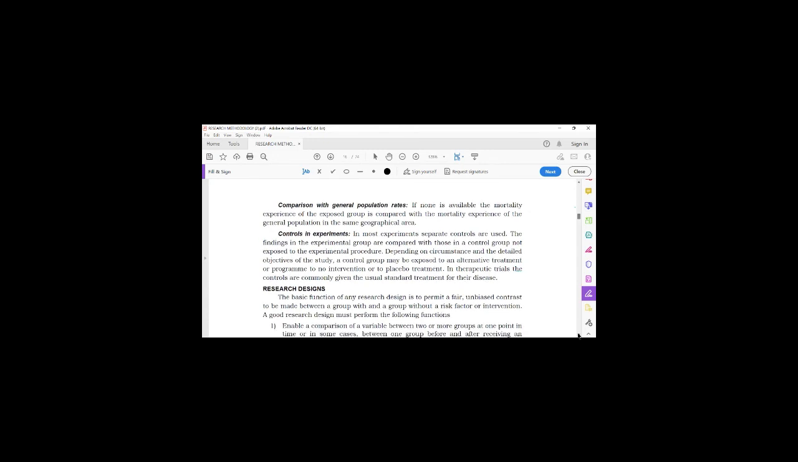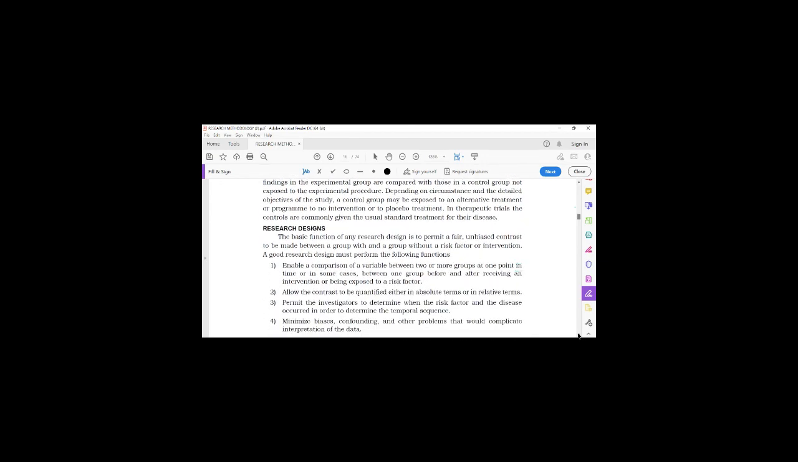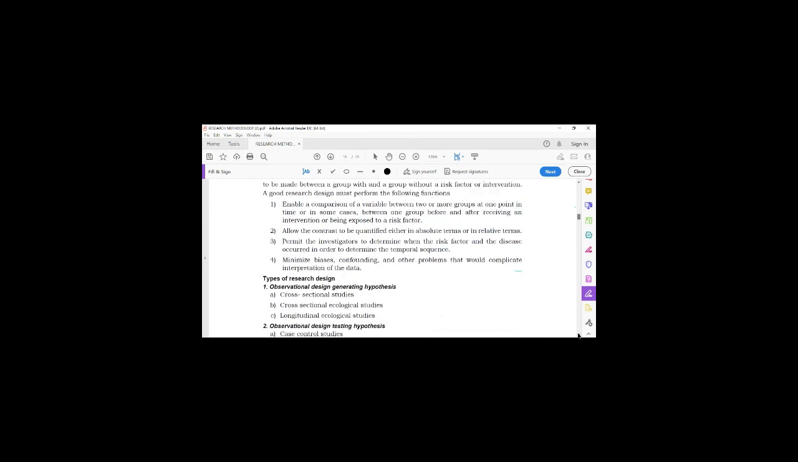And then we will be comparing with general population rates. We need to see how it is different in terms of the general population, and in terms of experimental designs, we need to see the various controls that we need to have. What type of design we are going to use, what type of intervention, what type of placebo we are going to use. These are the important aspects of the experimental. In the next class we will discuss research designs in more detail, and have a clear-cut understanding.